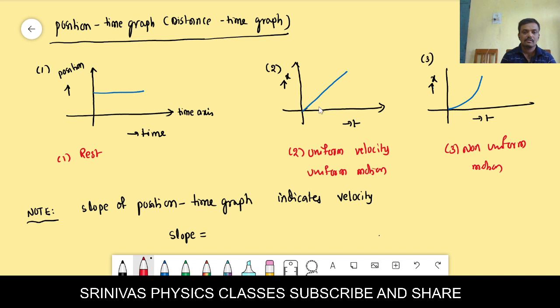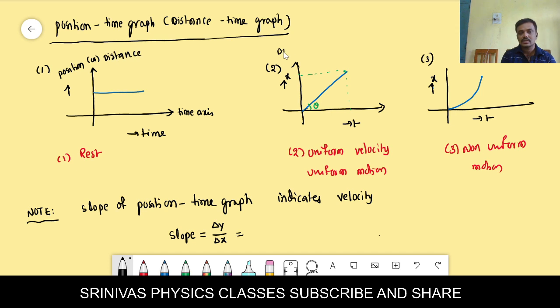I will give a very simple explanation. You take some angle here, and you take any two points like this, and take the difference in y coordinate by the difference in x coordinate. This is the formula, or otherwise tan theta. Remember, y is the position or distance you are taking on the y axis.